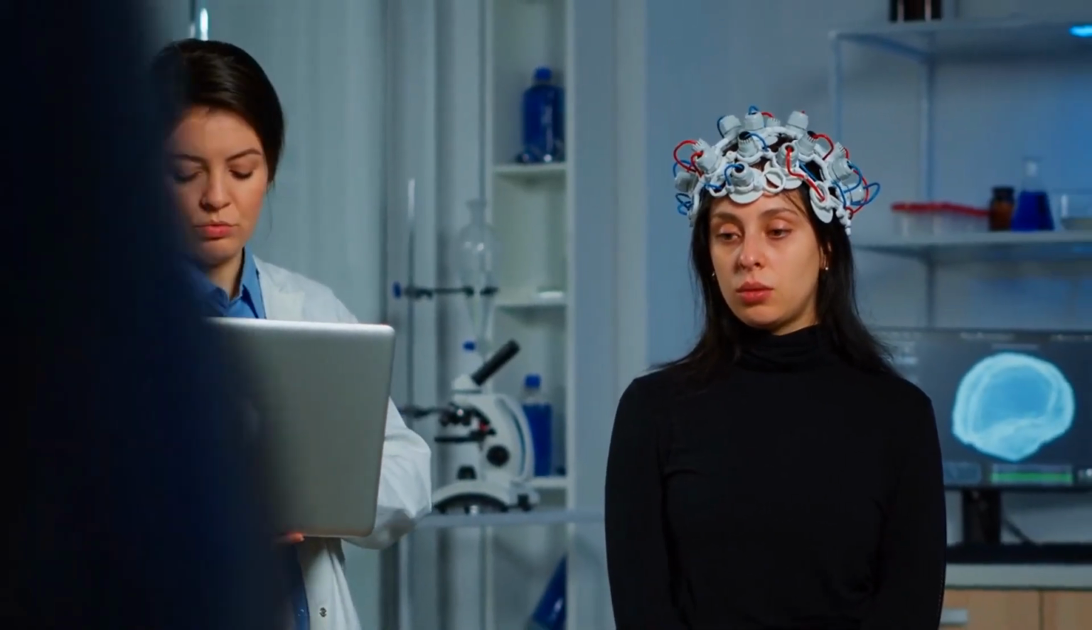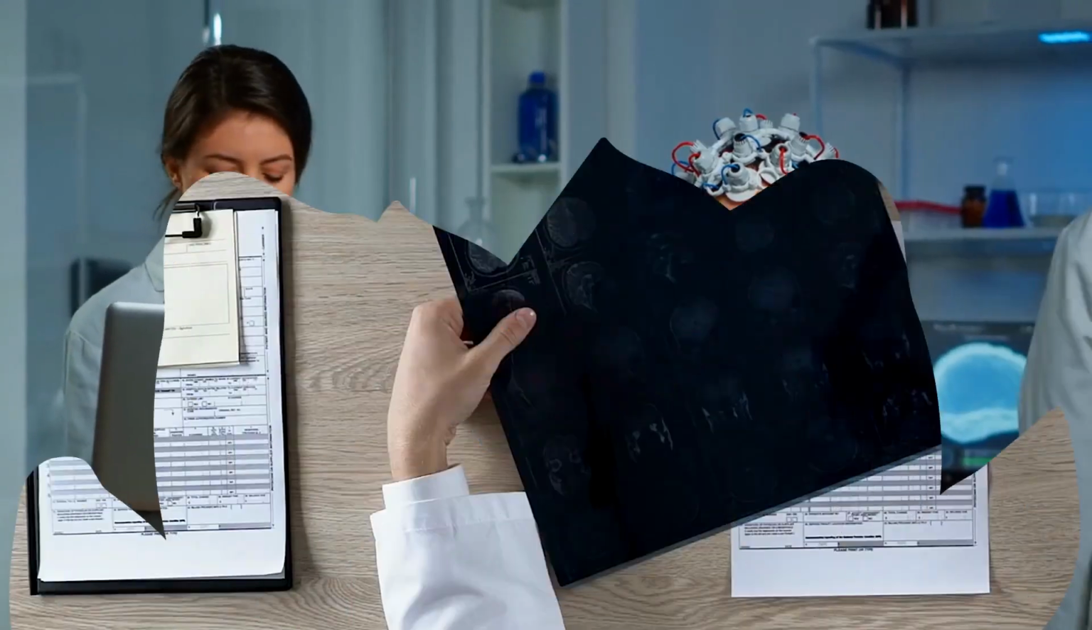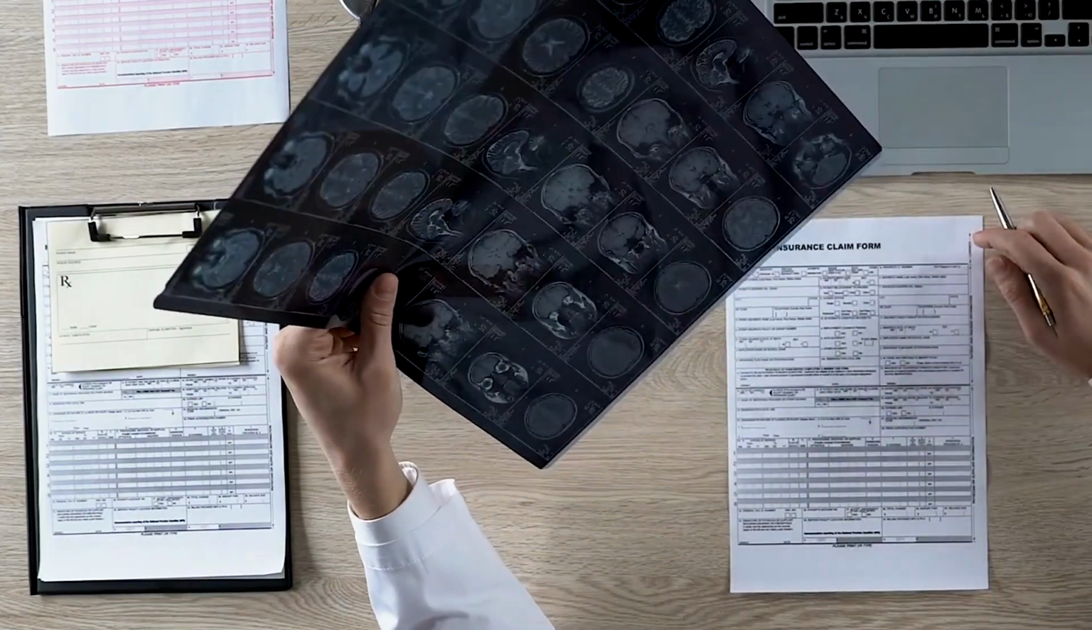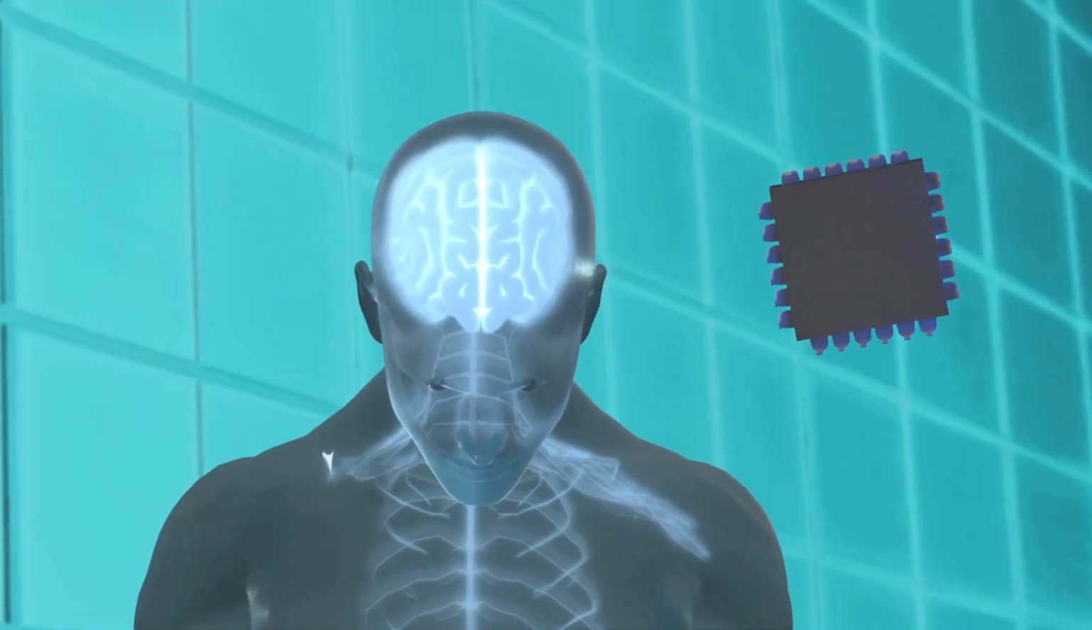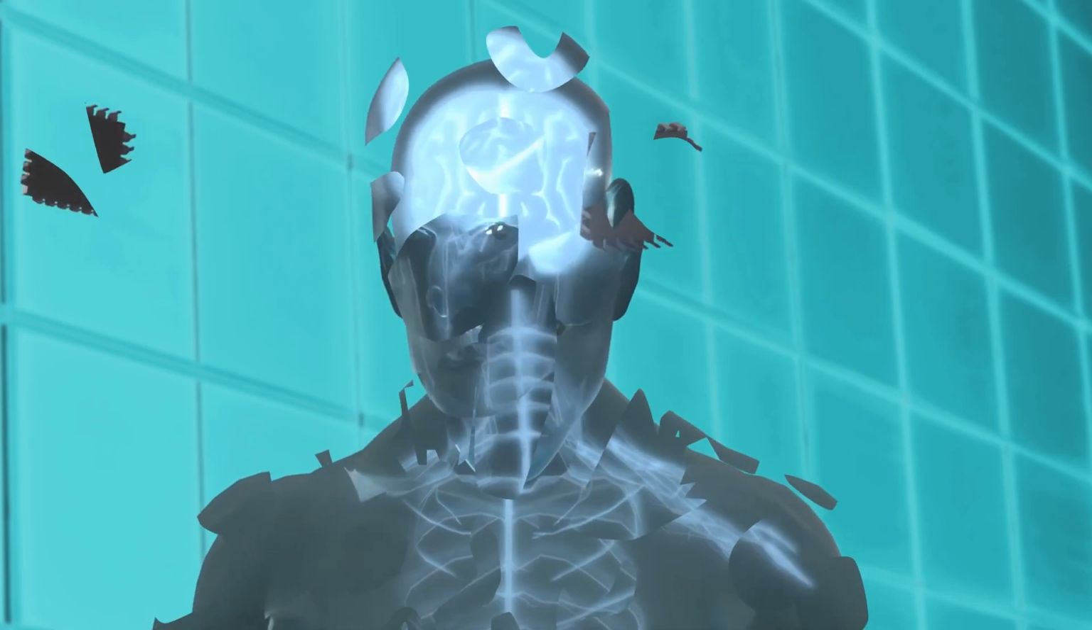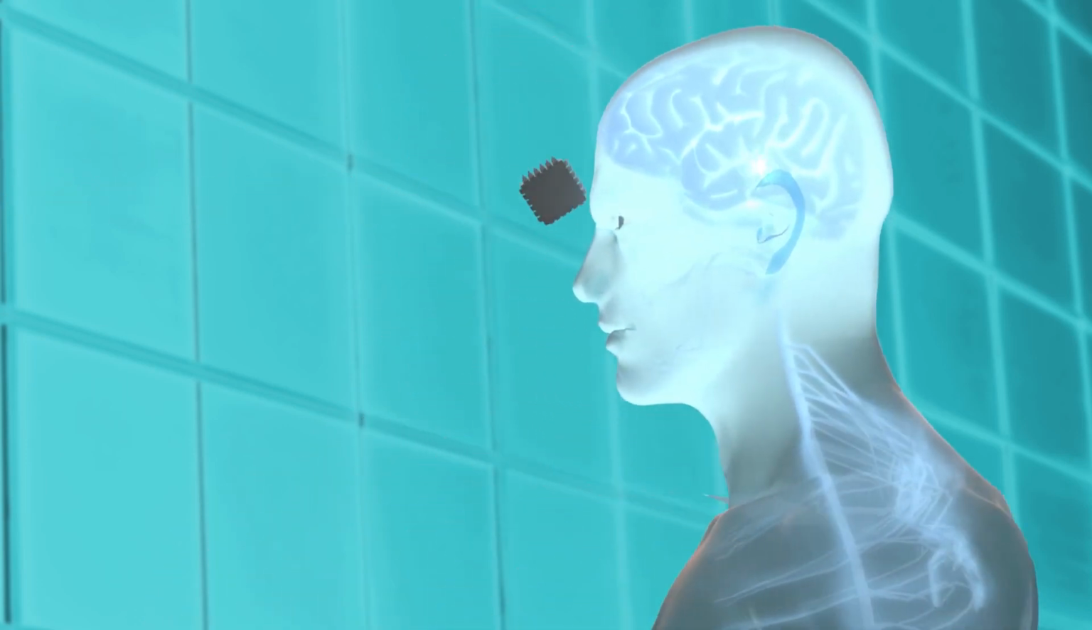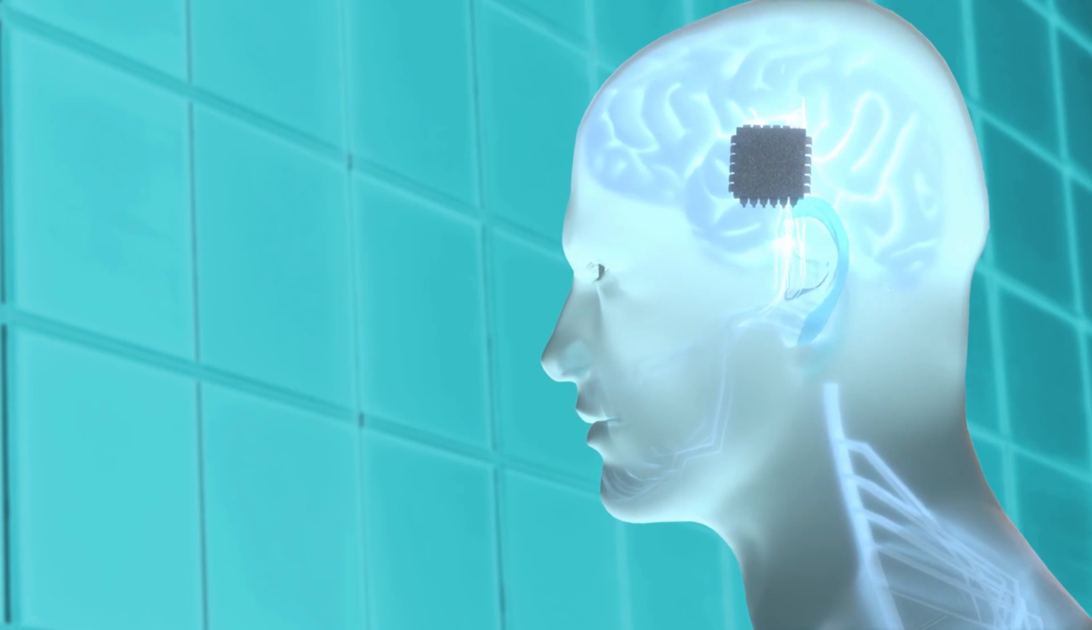Neuralink recently received approval for human trials, but experts warn of potential risks. Brain surgery itself comes with inherent risks like bleeding, infection, and damage to healthy tissue. Long-term effects of the implant are unknown, and potential issues like tissue rejection or malfunction could have serious consequences.